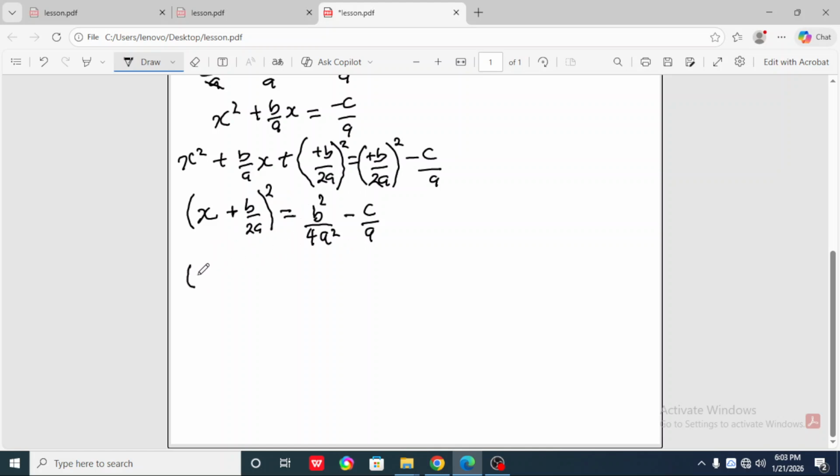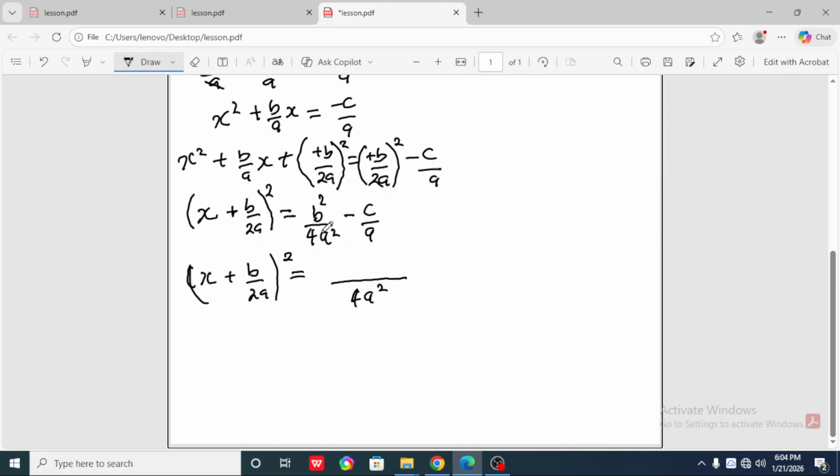So let's continue. We have x plus b over 2a, everything squared, equal to, now this is 4a squared, this is b squared over 4a squared, this is minus c over a. So what is this? The LCM of 4a squared and a is 4a squared. So now since the LCM is 4a squared, it means something has multiplied this to give you this, because this is what is representing the denominator of the two of them.